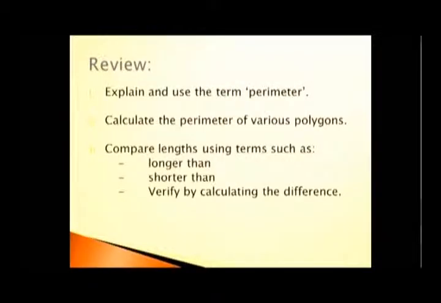Now, let us review our objectives to see if we achieved them for today. Did we explain and use the term perimeter? Yes, we did. Did we calculate the perimeter of various polygons? I'm sure we did. Did we compare lengths using terms such as longer than, shorter than? And did we verify by calculating the difference? I am sure we did.